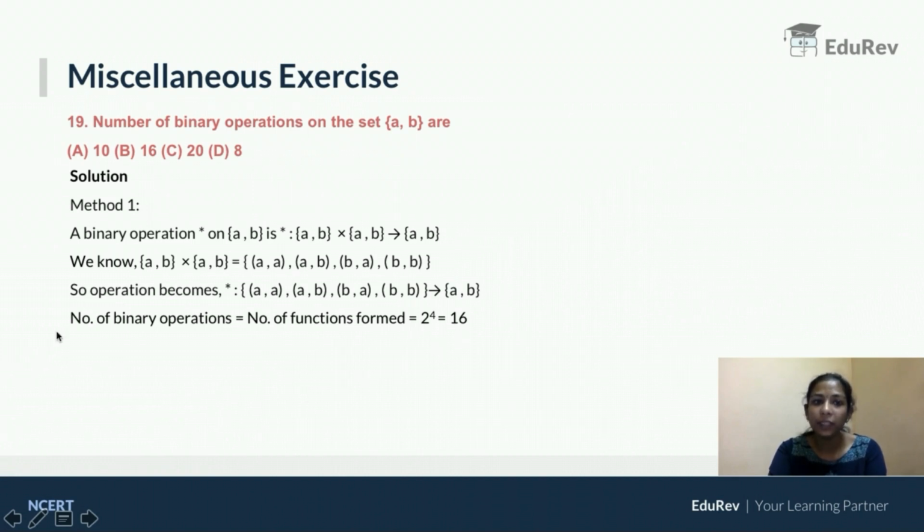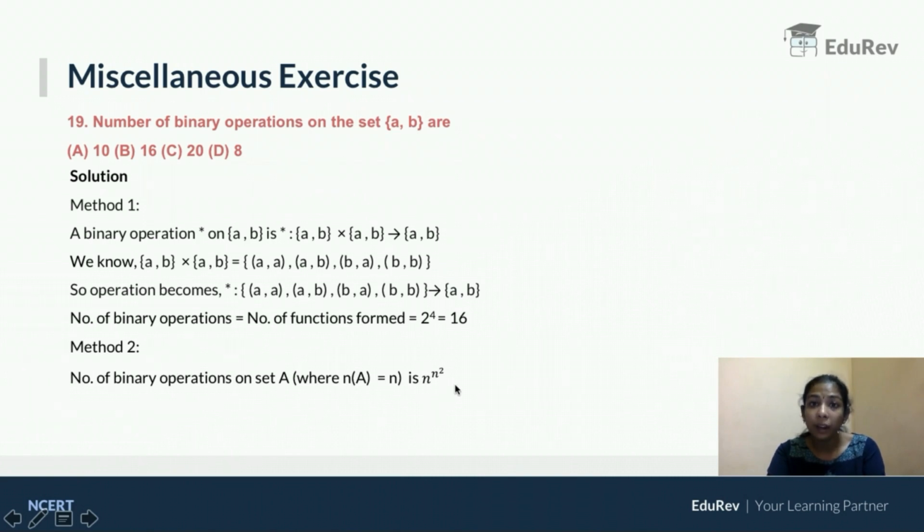In case this comes across as very confusing or a very long process, I will give you the formula. It is nothing but if the number of elements in set A is n, the number of binary operations will be n to the power n square. So here how many elements are there in the set? 2. So based on the formula, I'll take n is equal to 2. So what will be the value? 2 to the power 2 square. So 2 to the power 4. So the value is 16. So answer is B. I hope it is clear. You can follow any of the methods which you find easier.